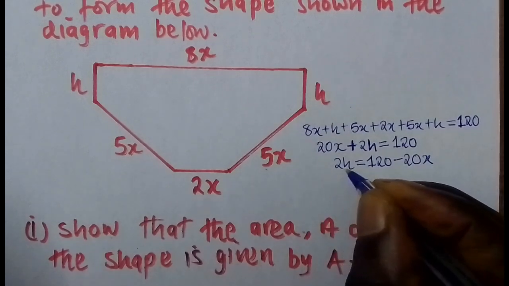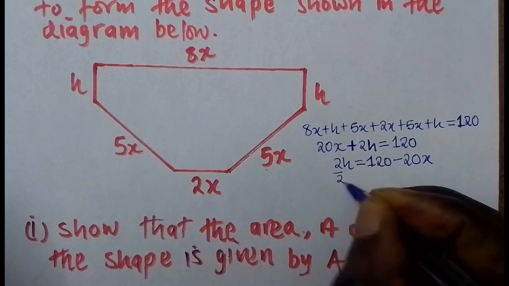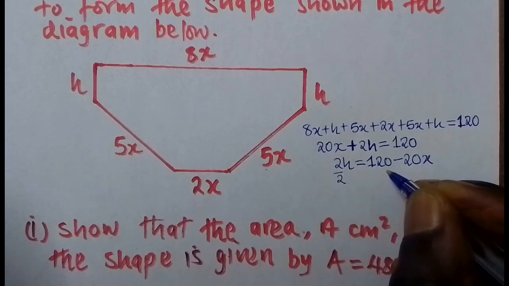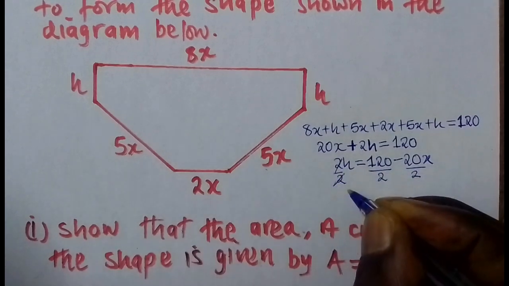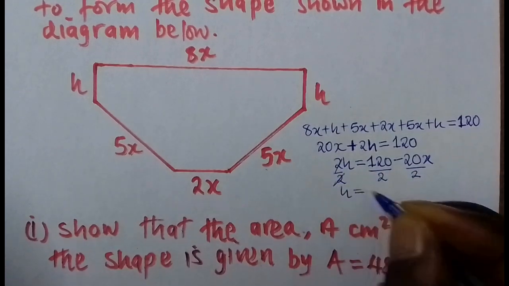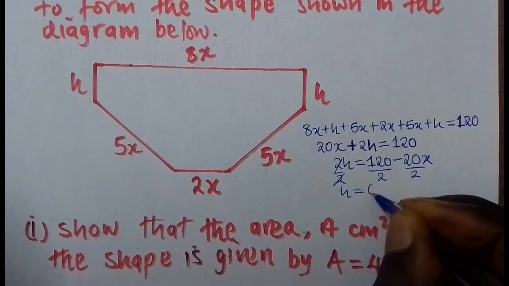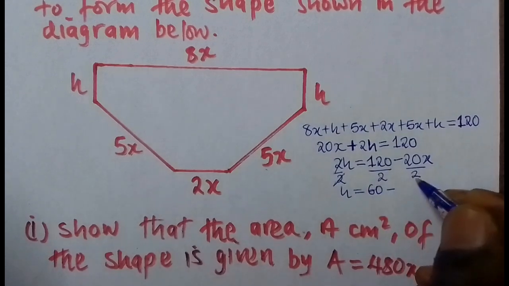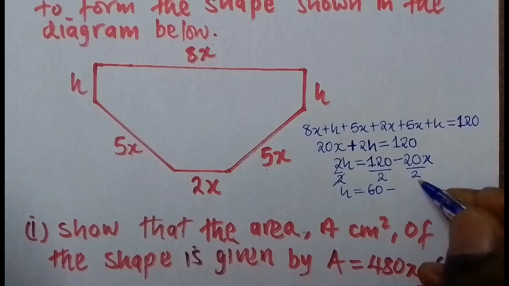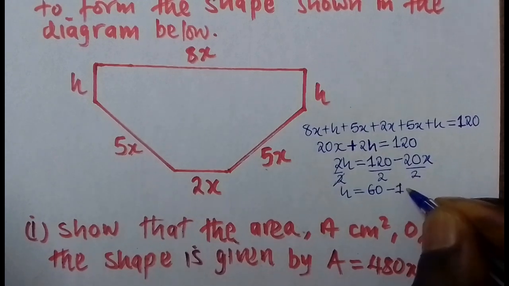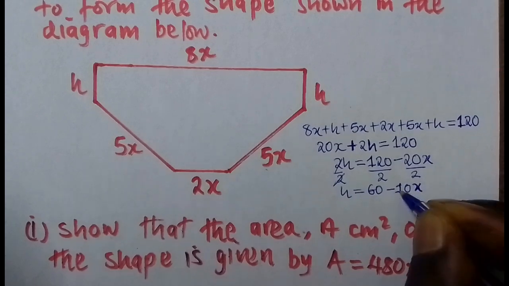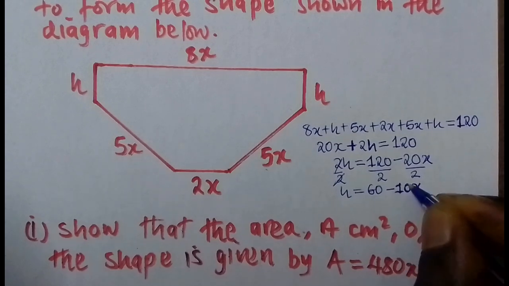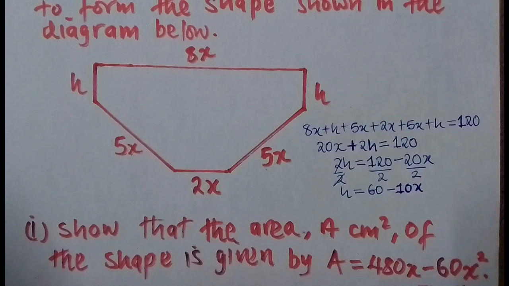And to make h the subject, we divide both sides by 2. So here we're going to divide by 2, also there 2. And h here gives us, so 2 into 120, that is 60. Then 2 into 20, that's 10x on this part. So this is what we are getting. H is equal to 60 minus 10x.